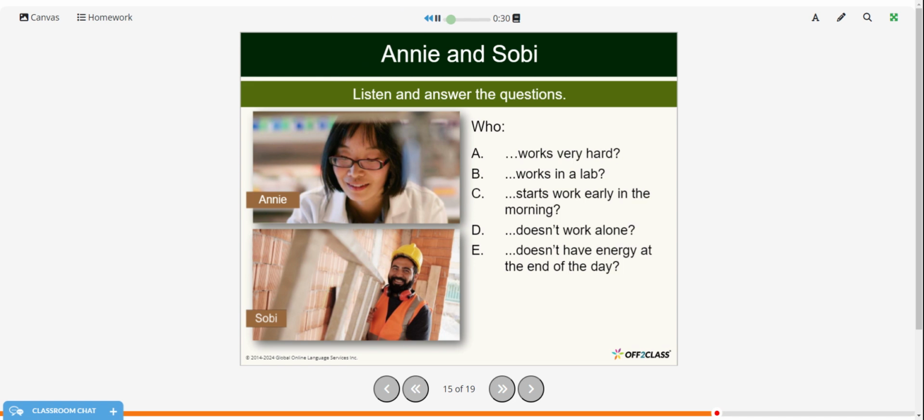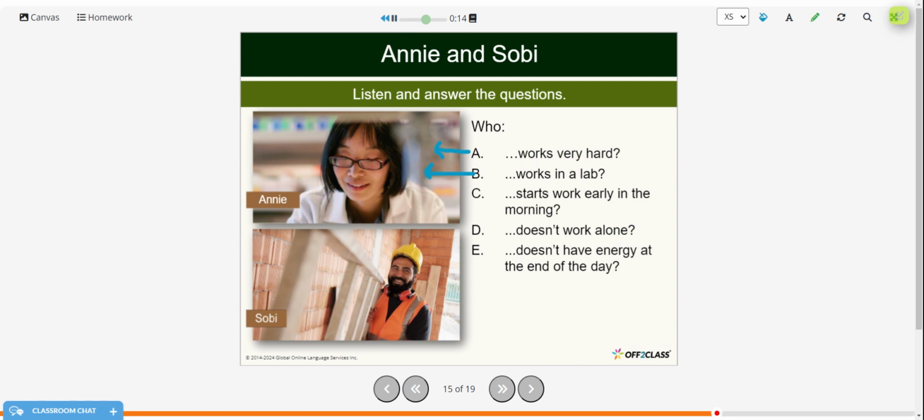I am a scientist. I work in a lab and do research at a university. Okay, so she said right there, Annie works in a lab. I work very hard because I hope that one day my research can help people with cancer. Okay, so she says she works very hard.